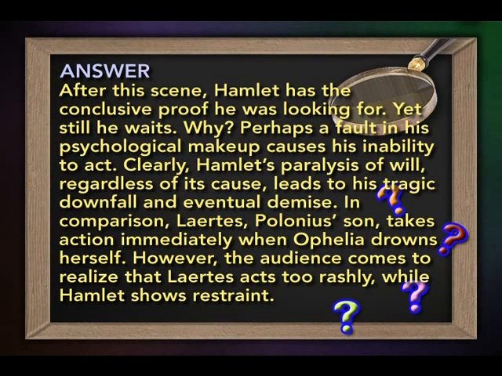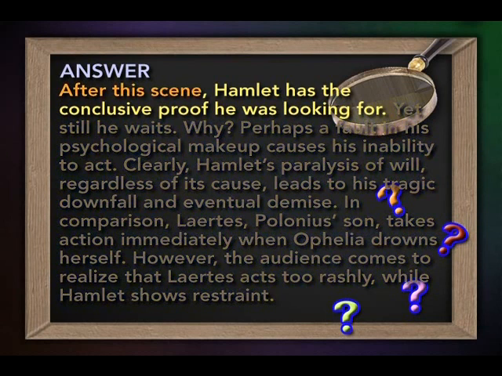In comparison, Laertes, Polonius' son, takes action immediately when Ophelia drowns herself. However, the audience comes to realize that Laertes acts too rashly, while Hamlet shows restraint. Going back to the beginning of that paragraph, after this scene, I chose that transition to show a change in time. I'm showing something that happens in a different chronological order.